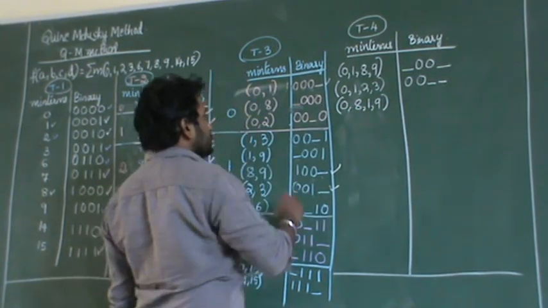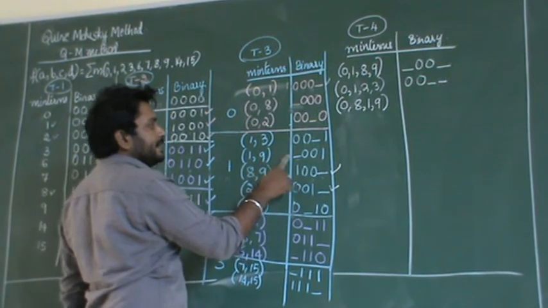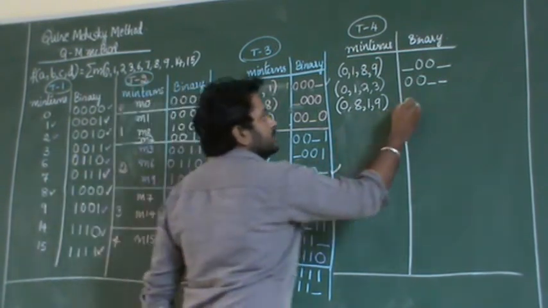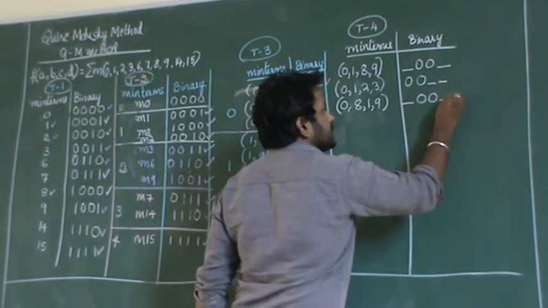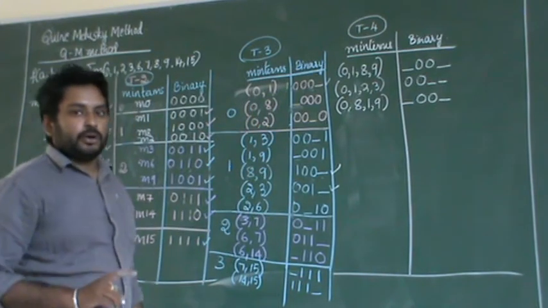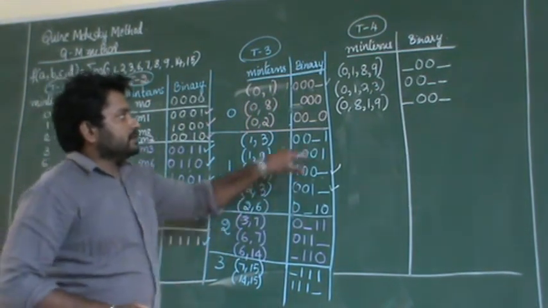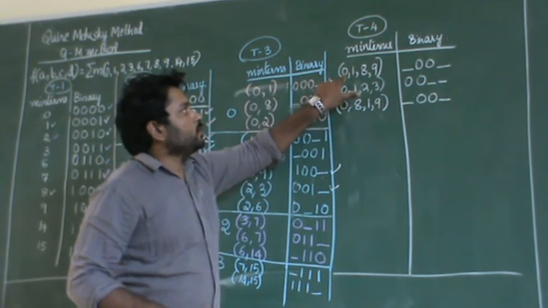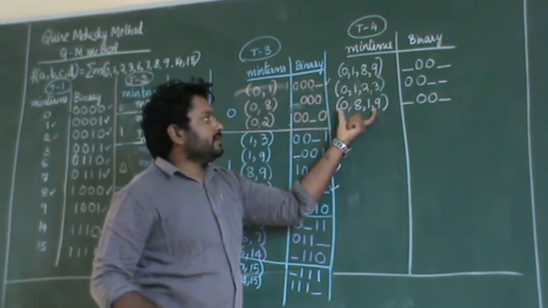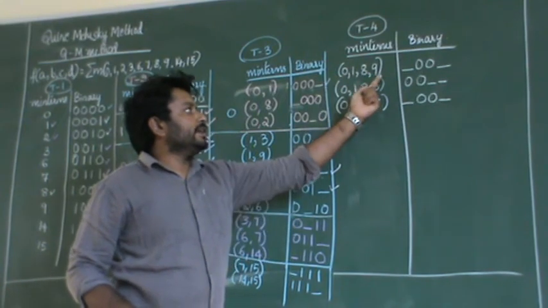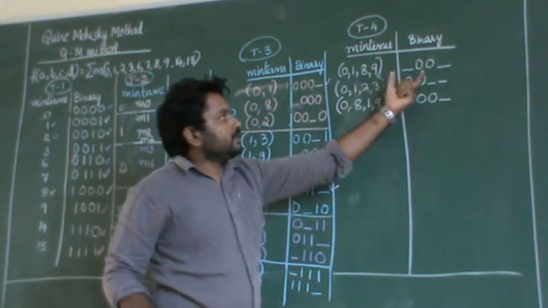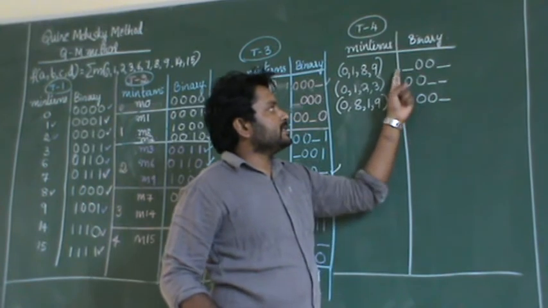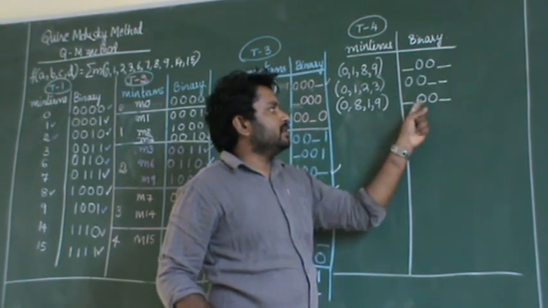So what will you get? Dash, double 0, dash. Now, a very important thing: this 0, 8, 1, 9 is the same as 0, 1, 8, 9 in the bracket. What is the representation for this and this? It is the same: dash, double 0, dash.